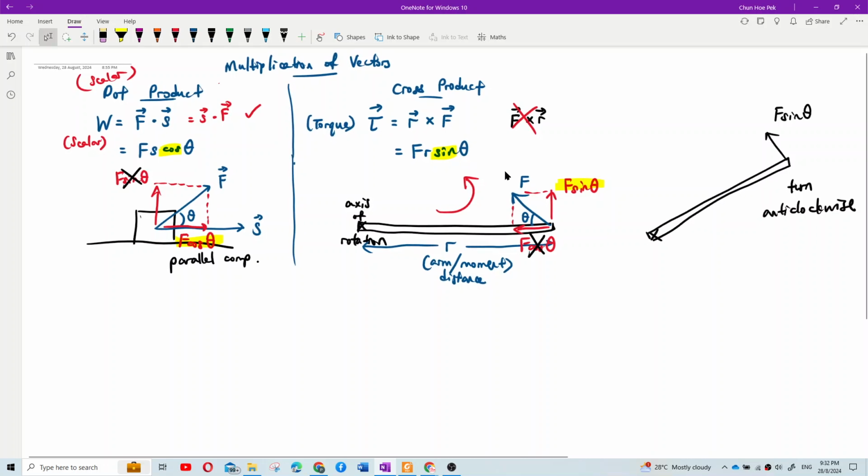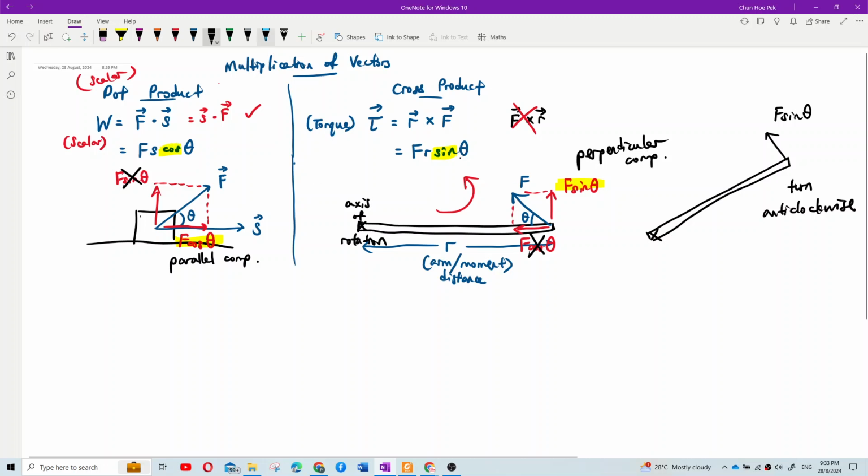You are right again here. We use the perpendicular component to multiply. So for cross product, remember, we use the perpendicular component. For dot product, we use the parallel component. So that's why here is cos theta, here is sin theta.